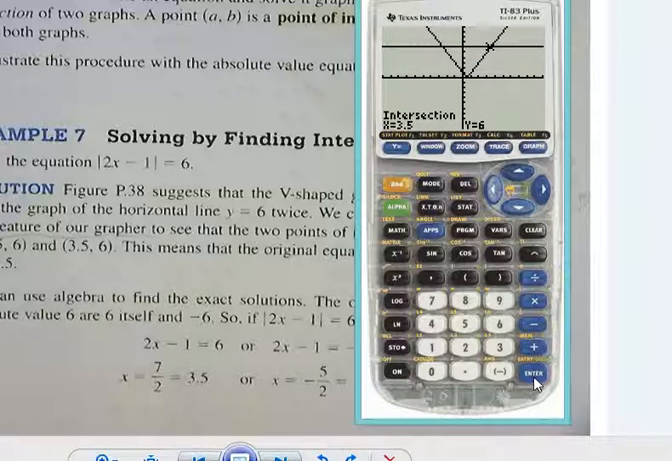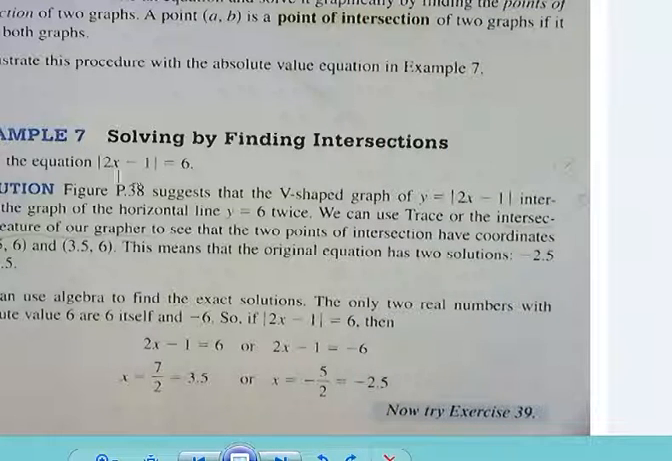At 3.5. So now what does that tell you? What did we just figure out? Well, that tells us the solution to this equation, the two values of x that make this equation true. If I plug in negative 2.5 to this equation, I will get 6. If I plug in 3.5 into this equation, I will get 6. Does that make sense?